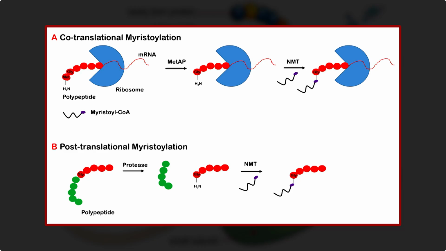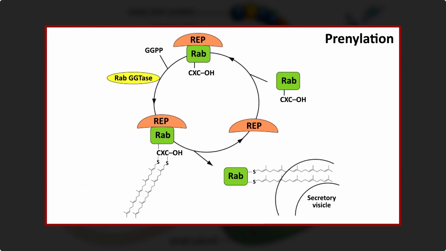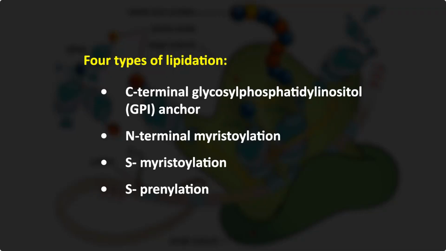These post-translational modifications take place via a great variety of lipids like octanoic acid, myristic acid, palmitic acid, palmitoleic acid, stearic acid, cholesterol, etc. Myristoylation, palmitoylation, and prenylation can be considered as the three main types of these lipid modifications. There are four types of lipidation: C-terminal glycophosphatidylinositol anchor, N-terminal myristoylation, S-myristoylation, S-prenylation.